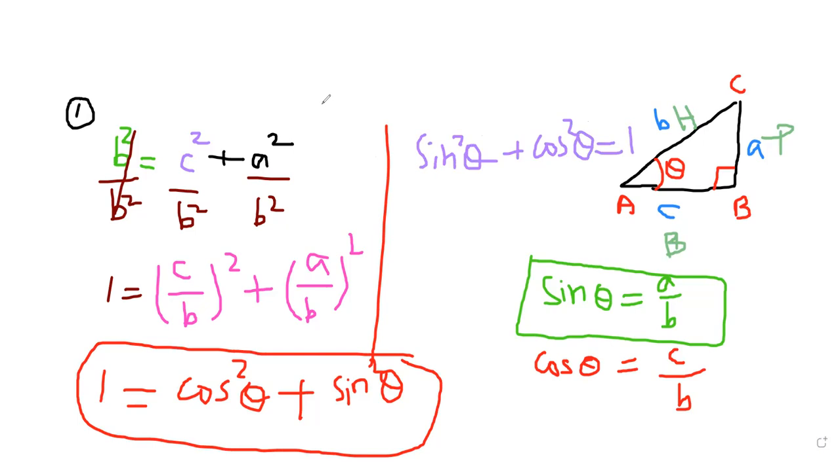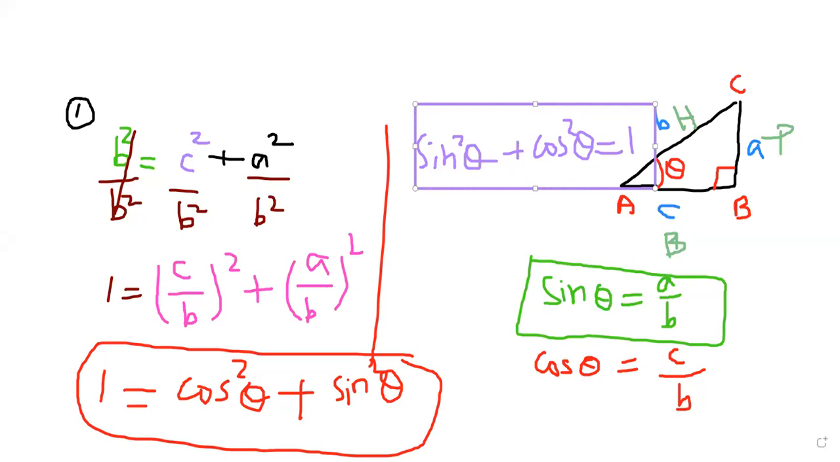Similarly, we can prove the other fundamental identities by applying the same procedure. If we want to prove the second or third, divide by c square, and for the first one divide by a square. It will be very clear from this. So this was our procedure to prove some of the fundamental identities.